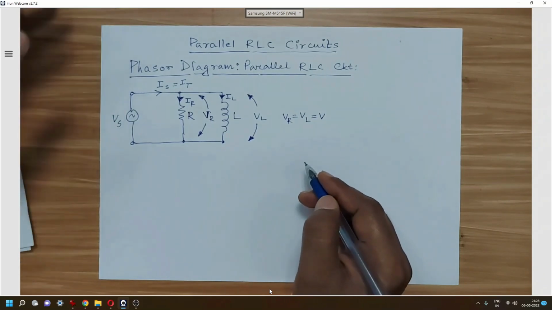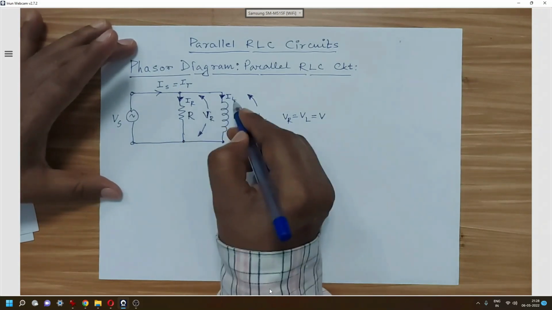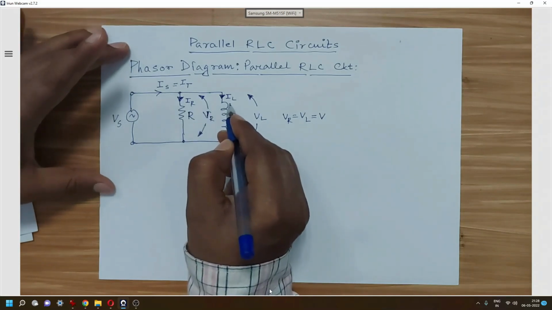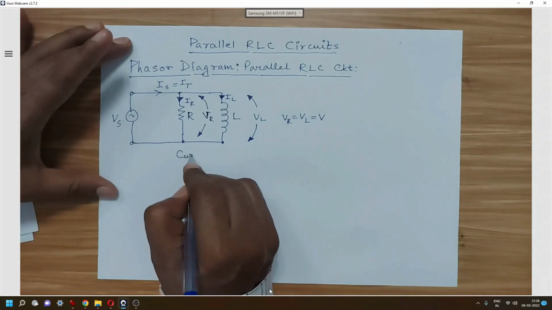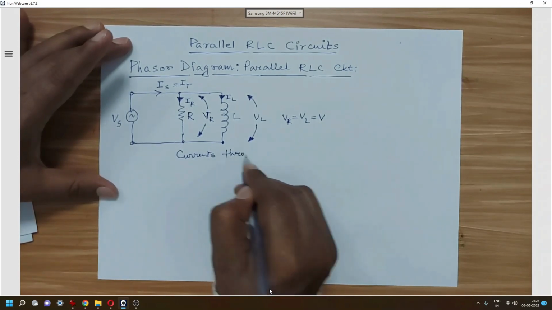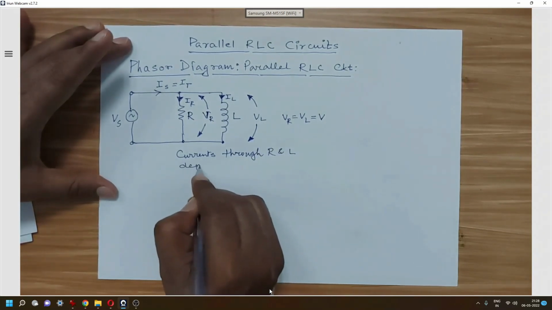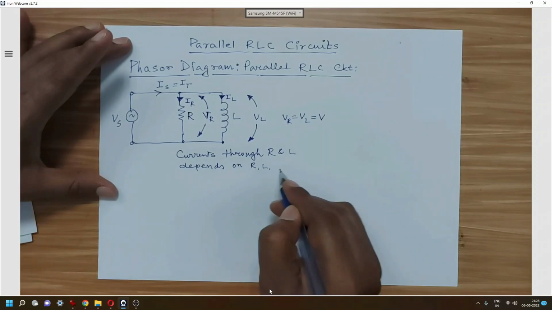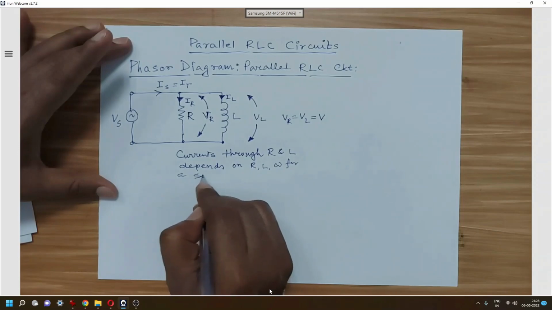Now we know that the voltage across R and L are same, but the current through the elements, that is current through resistor and current through inductor, may be same, may not be same. That depends on some parameters like, say, current through R and L depends on R, L and omega for a specific value of Vs.